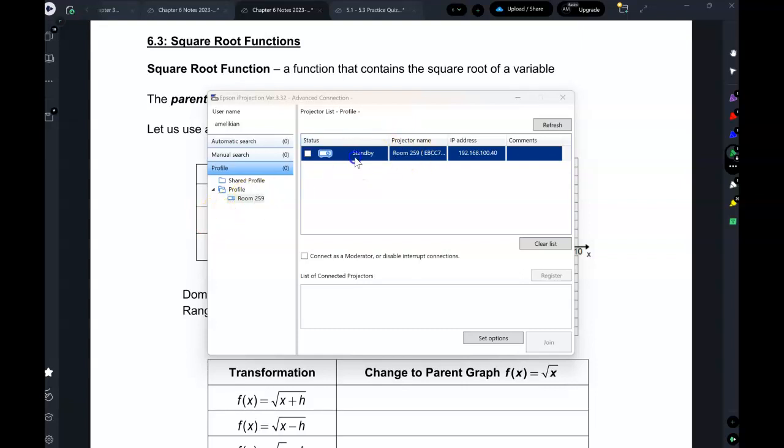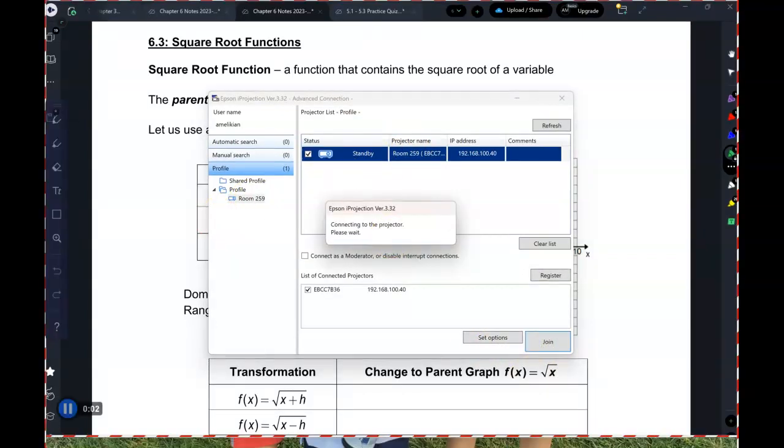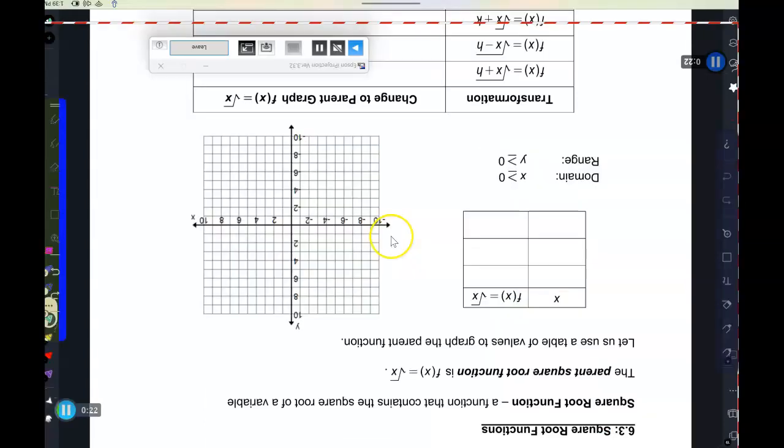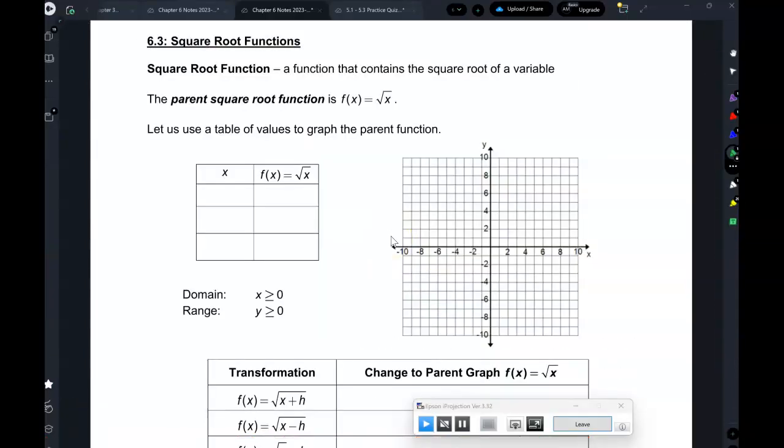Let's go ahead and start with square root functions. The parent function for a square root is f of x equals the square root of x. All right. So to start, we're going to use a table to graph this. So here is my table.